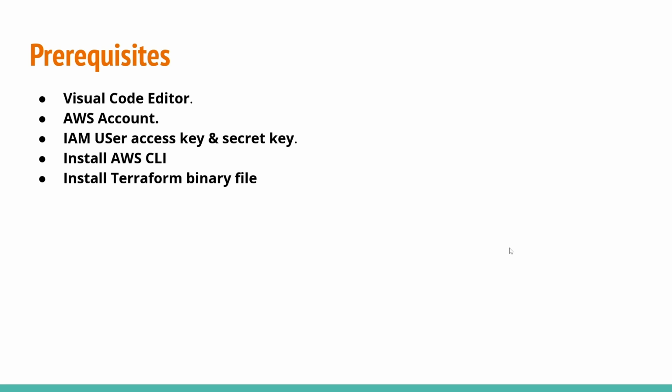We require Visual Studio Code, an AWS account, an IAM user access key and a secret access key. Then we need the AWS CLI to be installed on your system. Then we require the Terraform binary file to be installed on your system. If you are using a Mac, then download the Mac binary file. If you are using Linux or any other operating system, then please download that file accordingly.